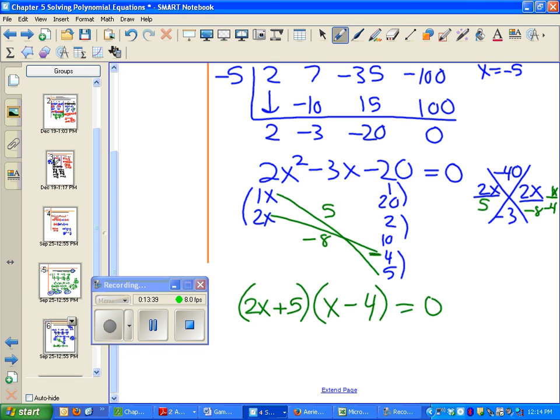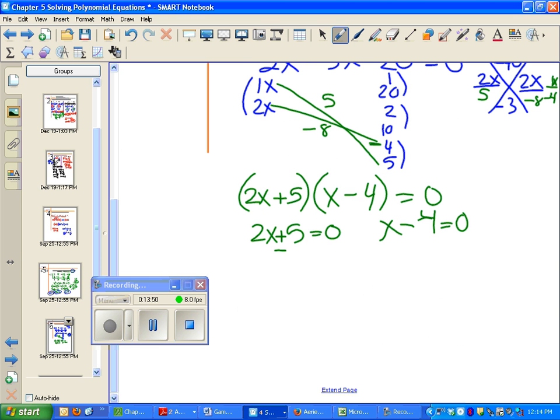And so this equals 0. So when I solve for my zeros or x-intercepts, I have 2x plus 5 equals 0. I also have x minus 4 equals 0. So when I get x by itself, I subtract 5. So I get 2x equals negative 5, divide by 2, and x equals negative 5 halves. Over here, when I add 4 to both sides, I get x equals 4.